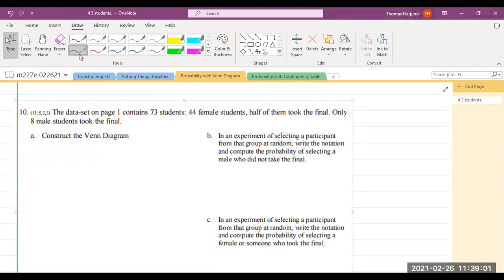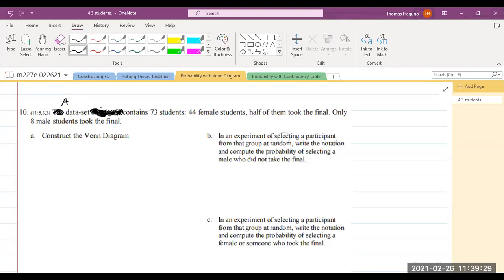Let me erase this so that it doesn't confuse. A data set contains 73 students. I don't want you to confuse this with the earlier problem. So a data set contains 73 students. We have 44 female. Half of them took final. Now, only 8 male students took final.